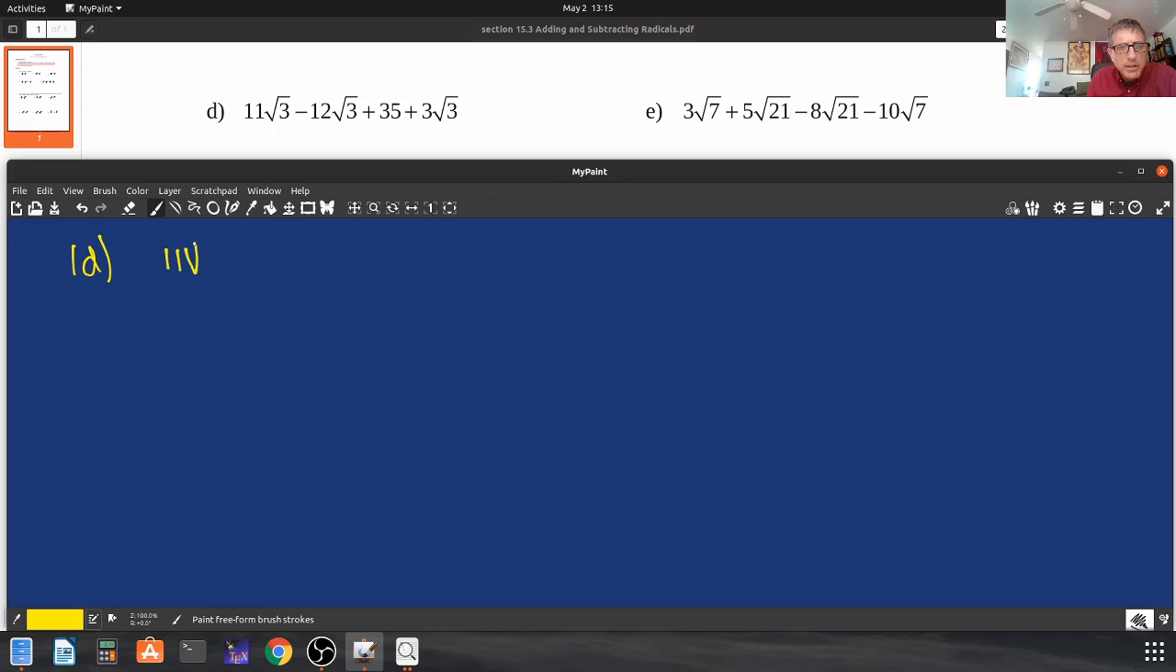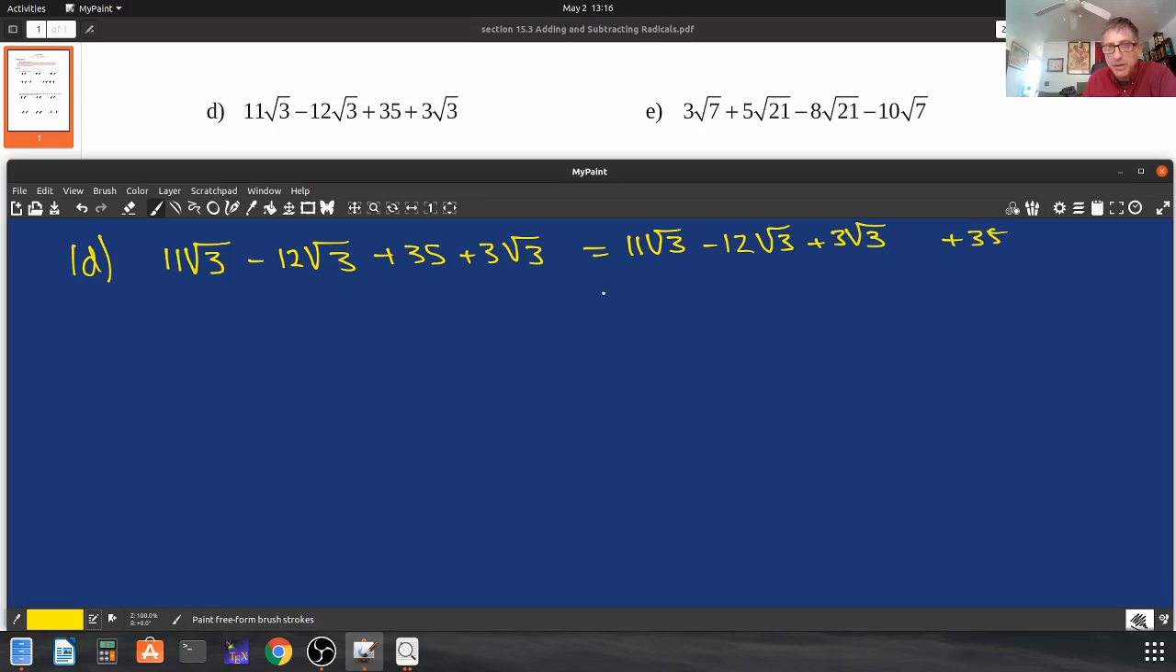11 times the square root of 3 minus 12 times the square root of 3 plus 35 plus 3 times the square root of 3. So just like we collect like terms when we're adding polynomials, let's collect like radicals. The like radicals are the radicals with the exact same number. They're actually the only radicals. 35 is not a radical, so I'm not going to be able to do anything with 35.